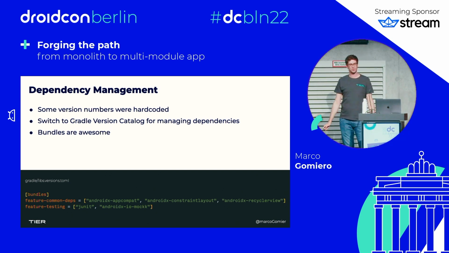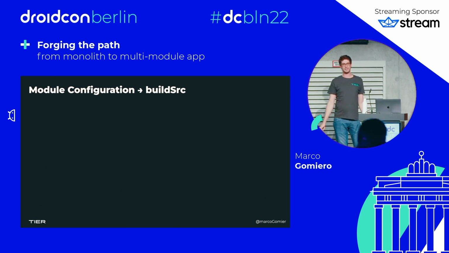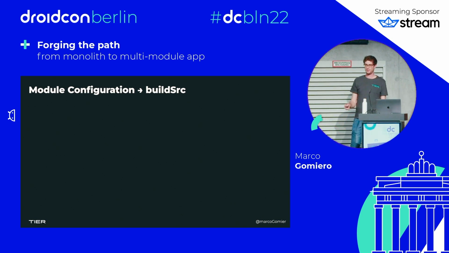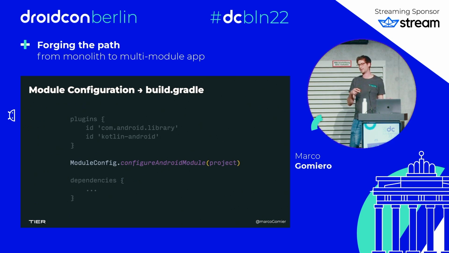Another thing to handle was the module configuration. Again, to have a single place where to define, for example, the SDK version and not have to go to 1,000 different Gradle files to bump a number. For doing that, we are using buildSrc. So we just have a Kotlin function that sets up everything, and in the build Gradle file, we can just call this function and forget about everything else. This is the current setup.